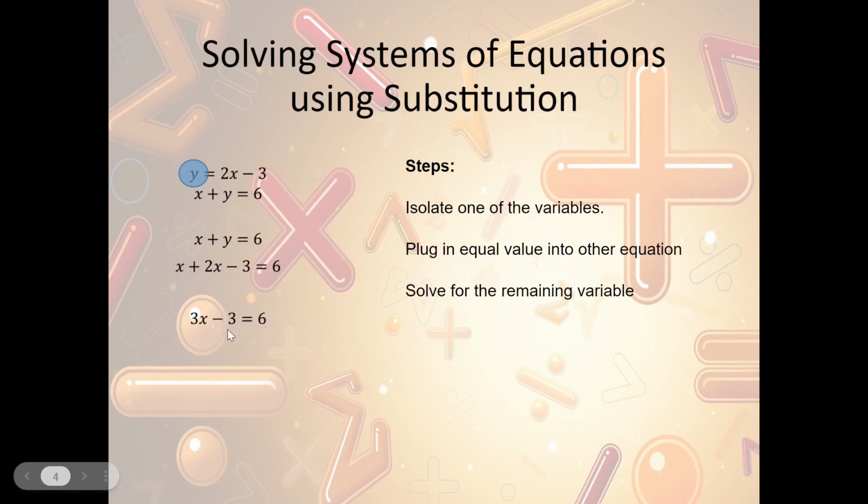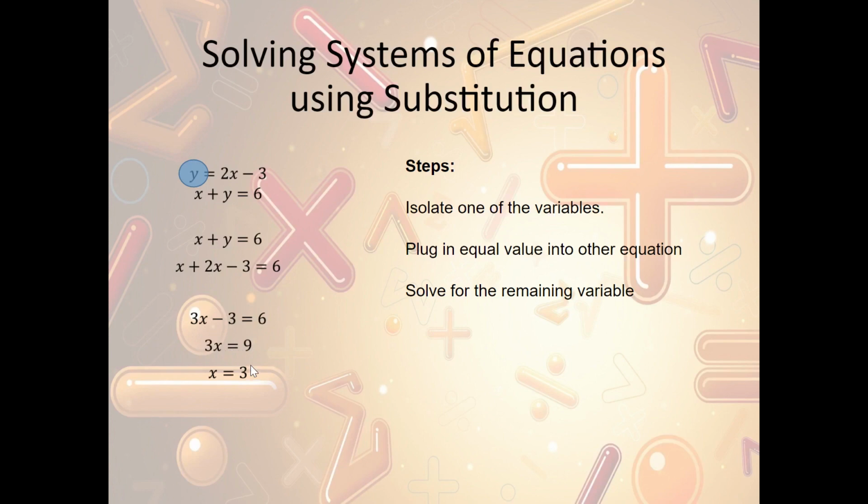Then I'm going to add 3 to both sides. And I get 3x is equal to 6 plus 3 is 9. Now I can divide both sides by 3 to get x by itself. And I get x equals 9 divided by 3 is 3. So there's my x. That's the x coordinate of where they cross.